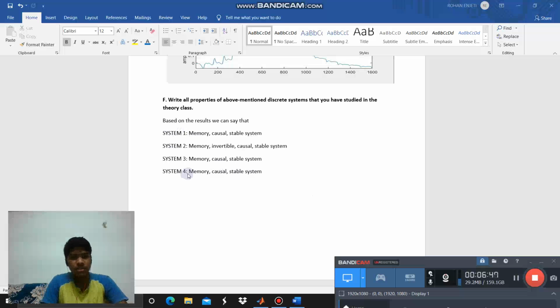System 1, System 3 and System 4 are memory, causal and stable systems. System 2 is a memory, invertible, causal and stable system.